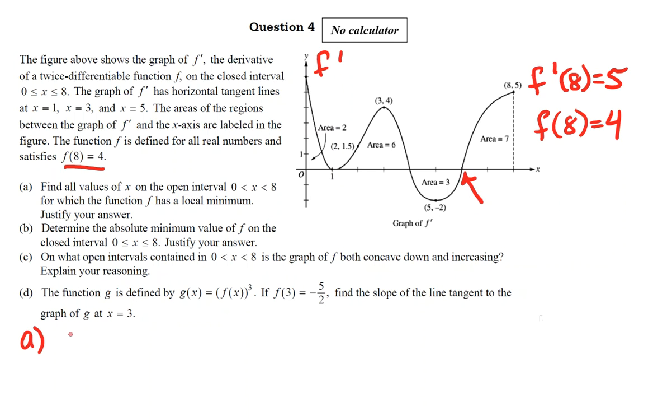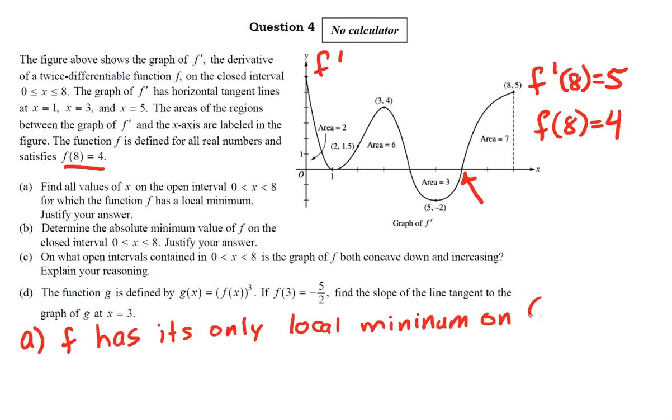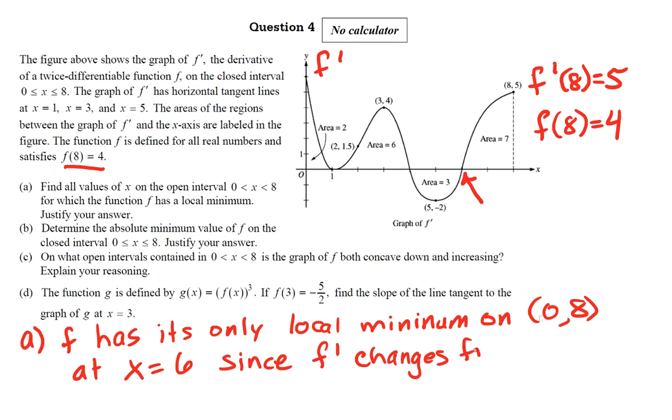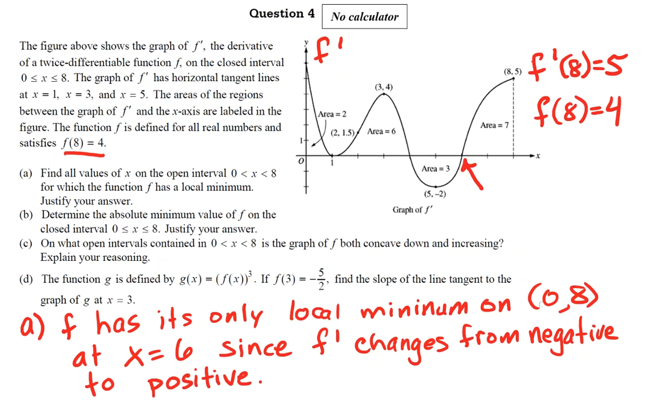So we could say that f has its only local minimum on the interval from 0 to 8 at x equals 6, since f prime changes from negative to positive. Or you could mention the first derivative test, but that's just as much writing.